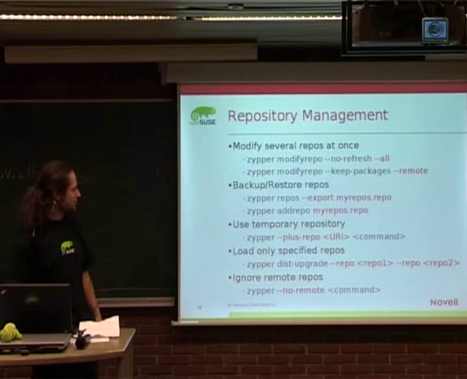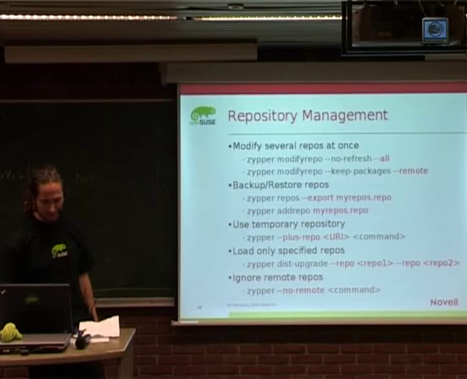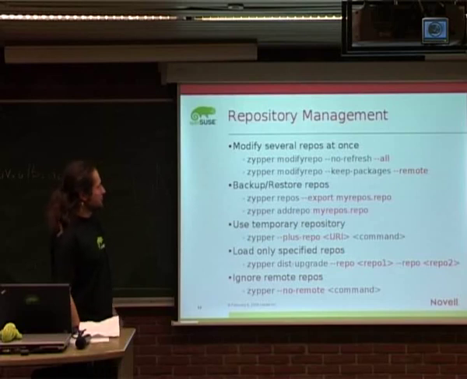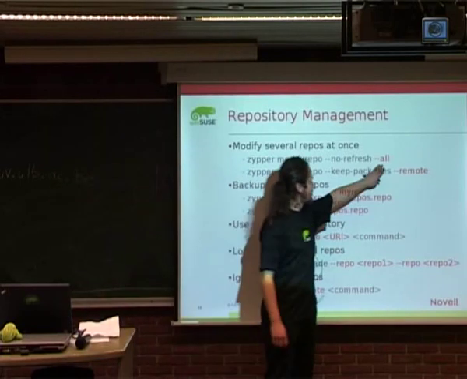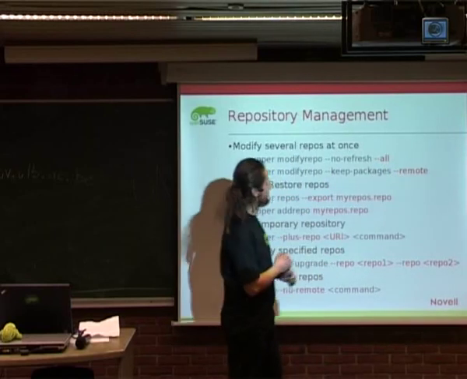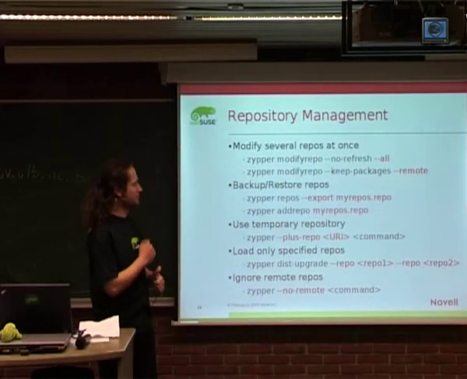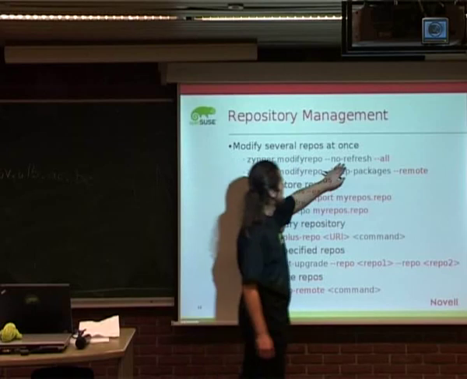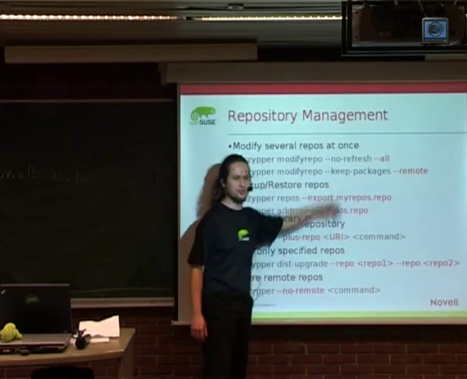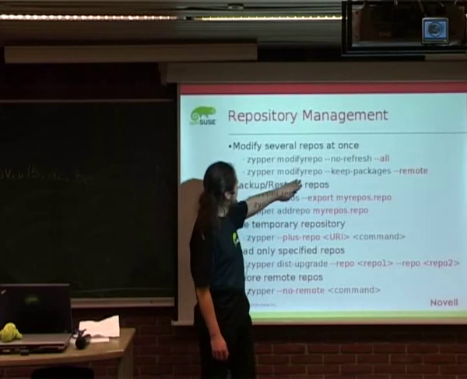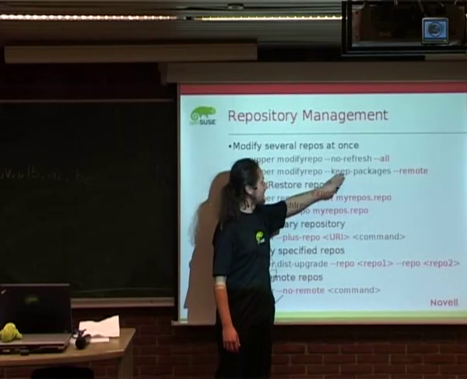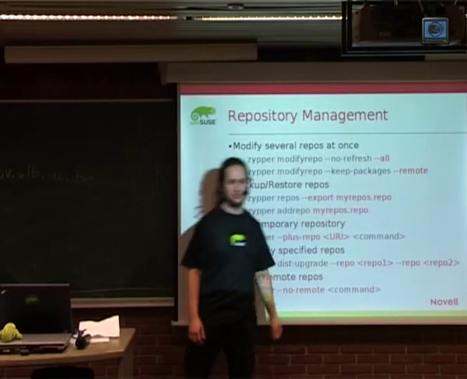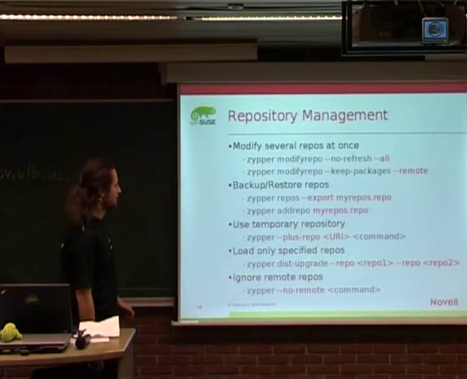Okay, now for managing repositories, Zypper has quite a lot of options to make this convenient for you. For example, you can modify several repos at once with these aggregate options, like all, remote. There you can modify repositories of a specific media type, and so on. For example, this command turns off automatic refresh for all repositories. This command turns on caching of RPM packages for all remote repositories like HTTP, FTP, Samba, and so on.